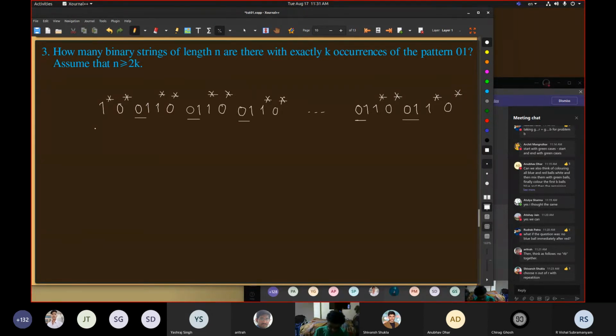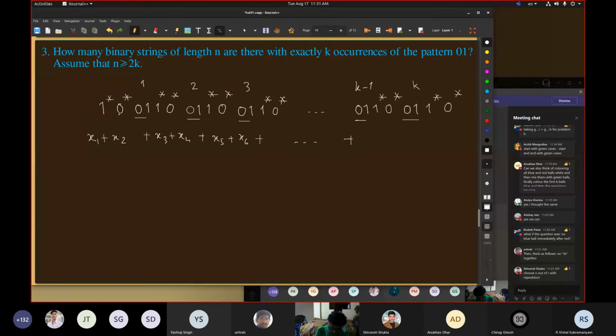So let us say there are x1 number of ones here, x2 number of zeros here, x3 number of ones here, x4 number of zeros here, x5 number of ones, x6 number of zeros, and so how long will it go? So this is the k minus 1 occurrence. This is occurrence number 1, 2, 3, up to k minus 1. This is occurrence number k.